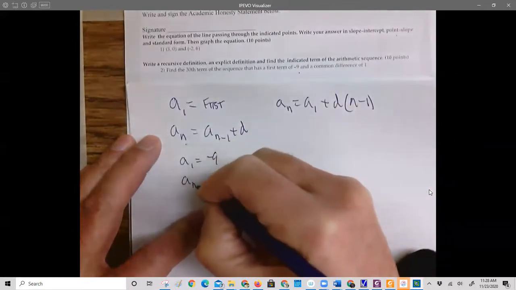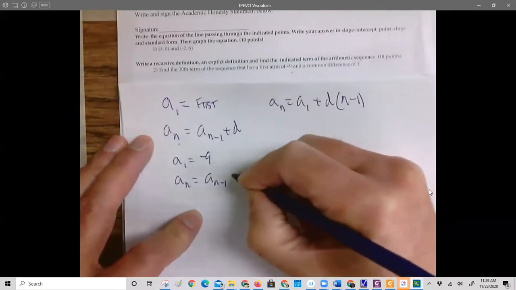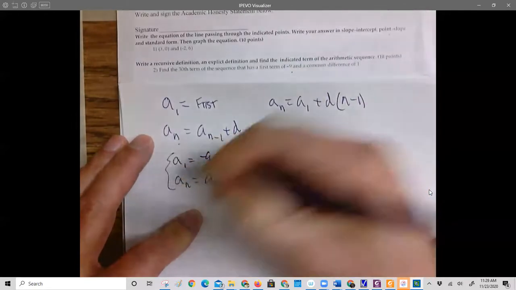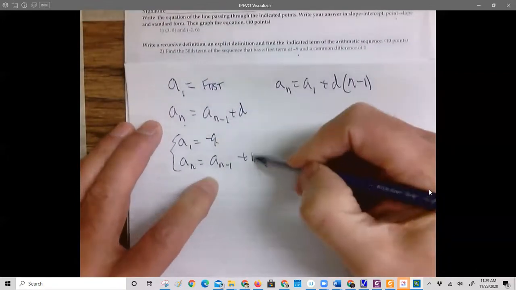I'm going to write a sub n equals a sub n minus 1 plus 1. And that'll work for anyone. So if I wanted to list a bunch of the terms, first term is -9, next term is -8.